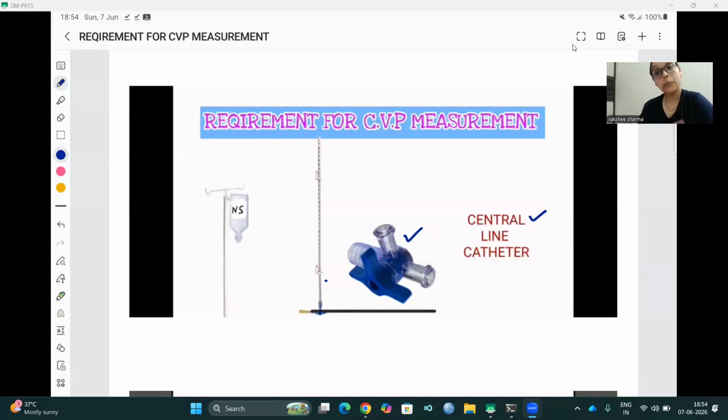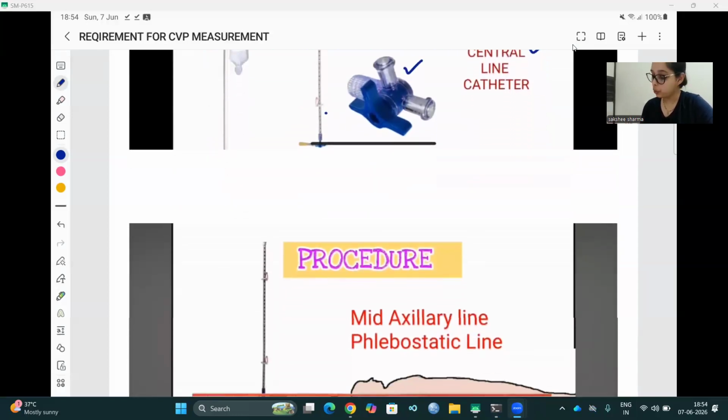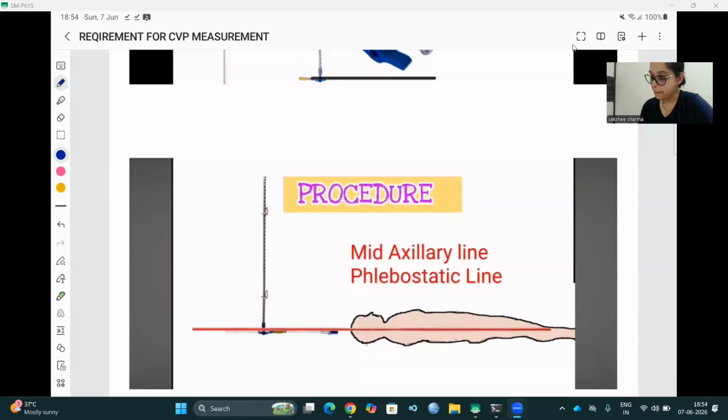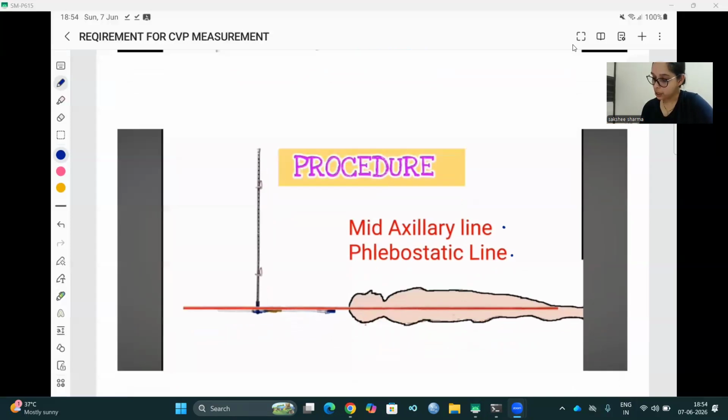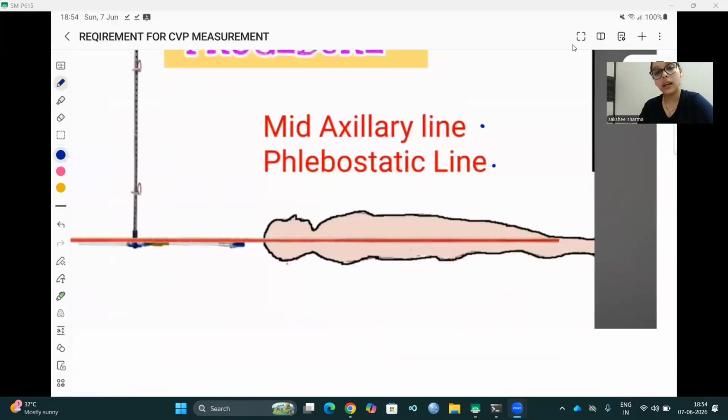Now, these are the equipments. We were talking about the position of the patient, remember? In position, we talked about keeping the patient in supine position without any pillow. Now, why are we focusing on keeping the patient in supine position? Because we have to find the mid-axillary line or phlebostatic axis or phlebostatic line. Now, what is this? See, this is our patient. Let me zoom in on our patient.